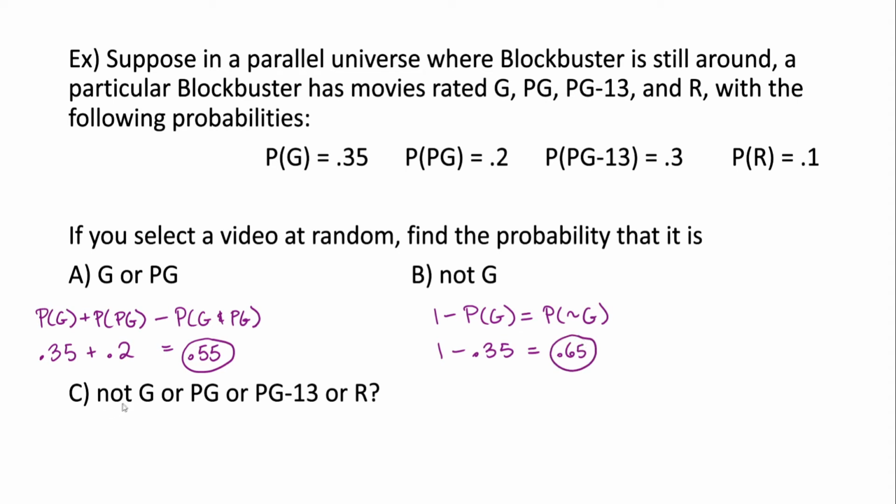Part C is saying we want to find the probability that we select a video at random that's not G or PG-13 or R. This is a tricky complement, so we want to do 1 minus the probability that it's G or PG. So this will be equal to 1 minus the sum of all of these.